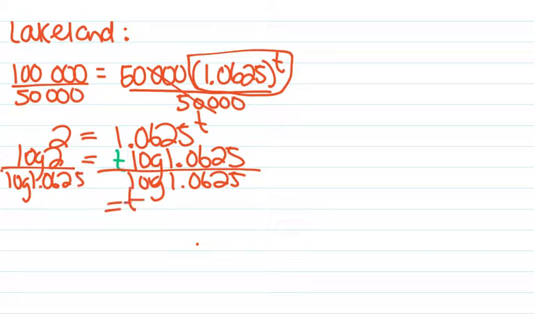So t equals log 2 divided by log 1.0625. And if you do that in your calculator, you will get 11.4. So it will take 11.4 years to double the investment using Lakeland. Now we'll calculate how long it will take using Northern.